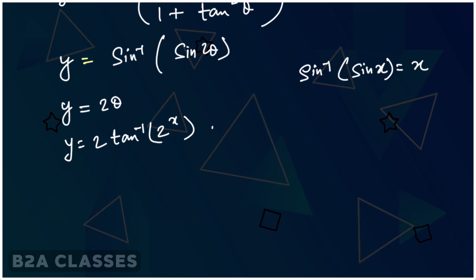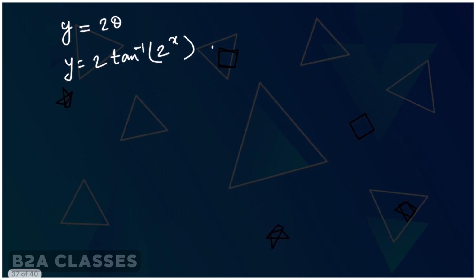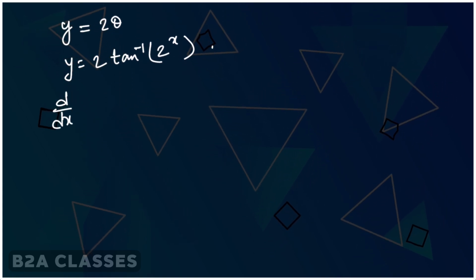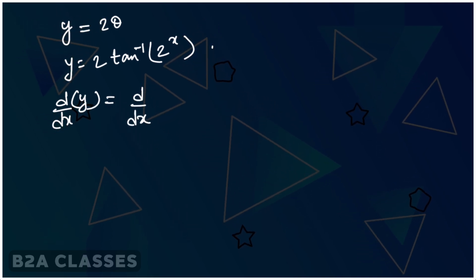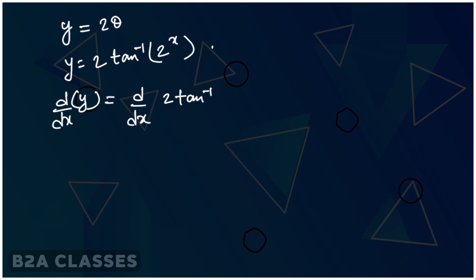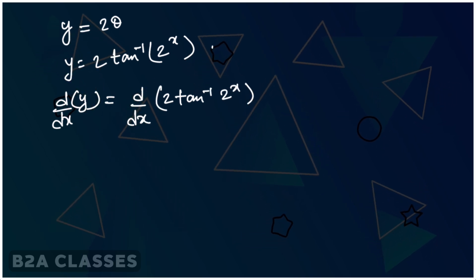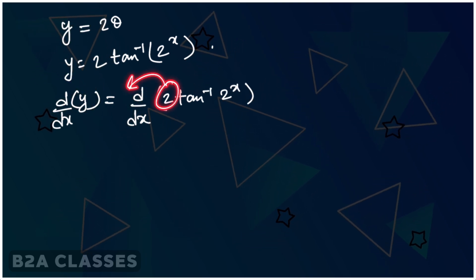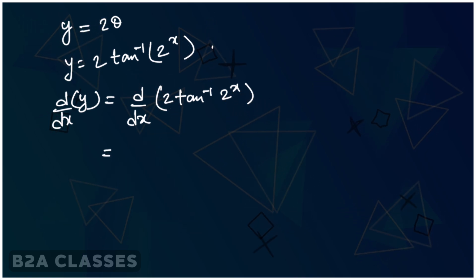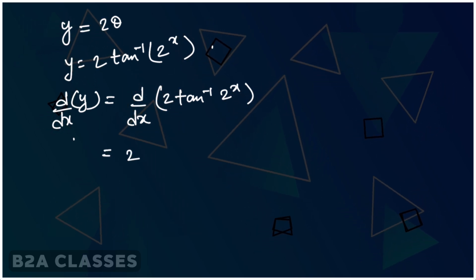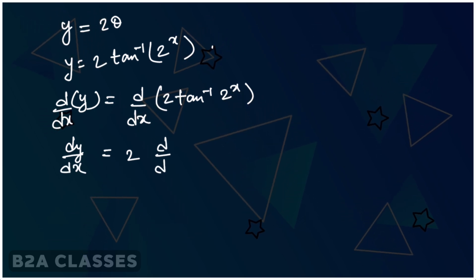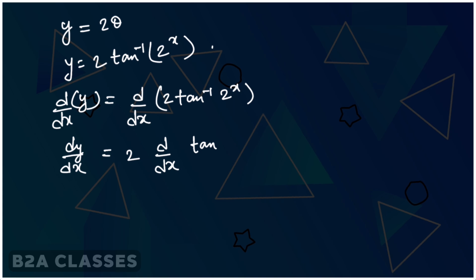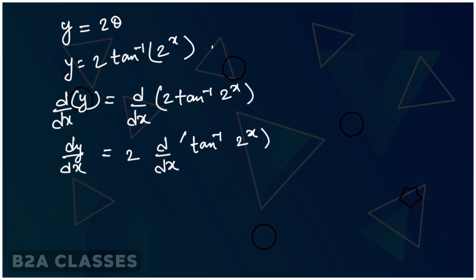Now we will differentiate this function. So d by dx of y, and on the right side d by dx of 2 into tan inverse 2 power x will come. And now I can take this 2 outside because it is a constant. So 2 into, and on the left hand side we have dy by dx. So 2 into derivative of tan inverse 2 power x.